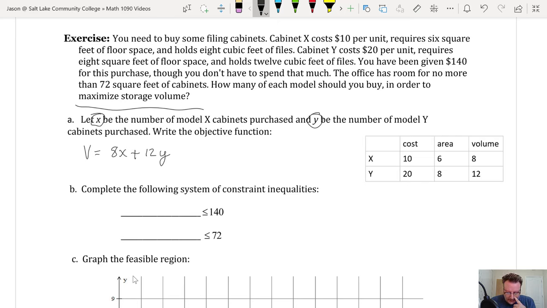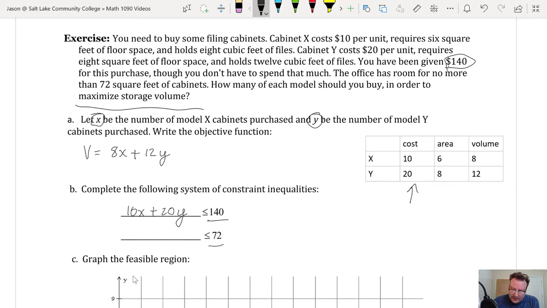Part B, complete the following system of constraint inequalities. This first number, 140 here, comes from this in the problem description. You have been given $140 for this purchase, though you don't have to spend that much. So we want to spend less than or equal to $140. And how much am I going to be spending? Well, this cost column tells me I'm going to be spending 10x for the X style cabinets, and then $20 per model Y cabinet. So 10x plus 20y has to be less than or equal to 140.